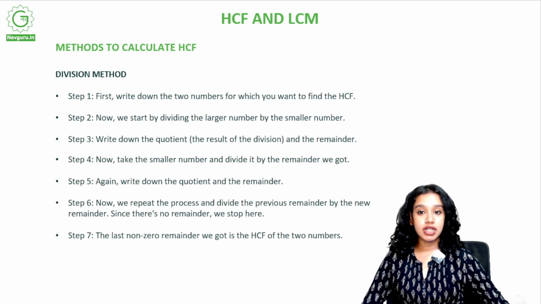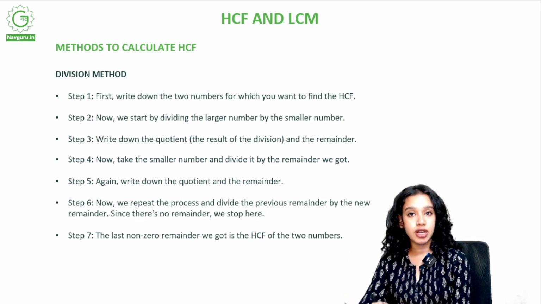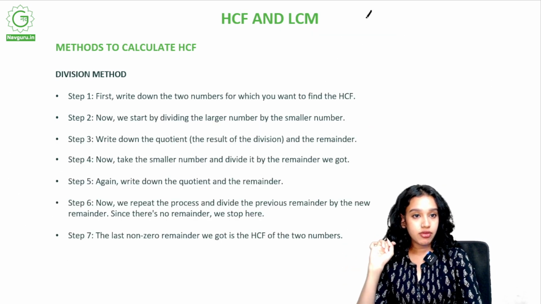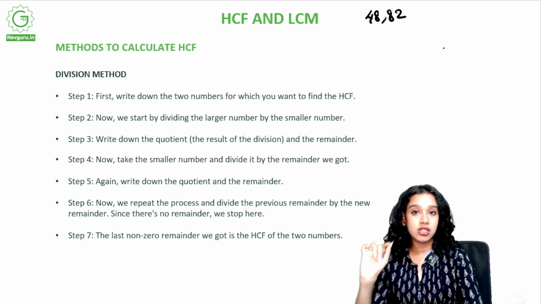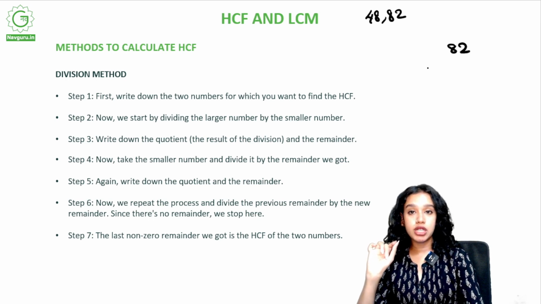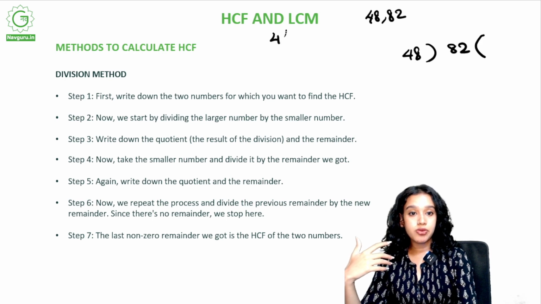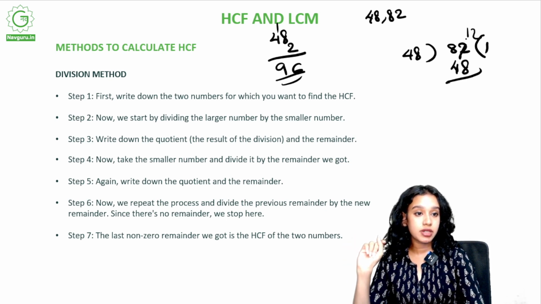Now let's move on to the next method, which is the division method. So division method is the easiest method to find the HCF of a number. So let's say we have two numbers just like this, which is 48 and 82. What we do is we take the highest number or the greatest number to be the dividend. So 82 becomes the dividend and 48 becomes the divisor. So how many times 48 is very close to 82? So what is 48 into 2? We'll get 96, which is greater than 82, right? So we'll take 1 times 48, then we subtract it and we'll get 34, right?